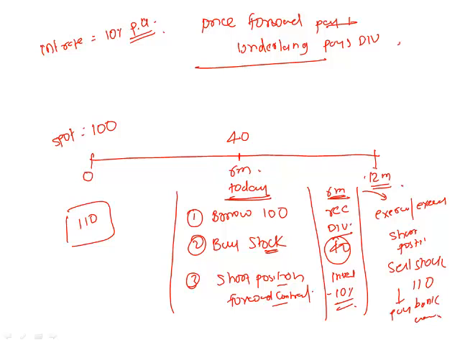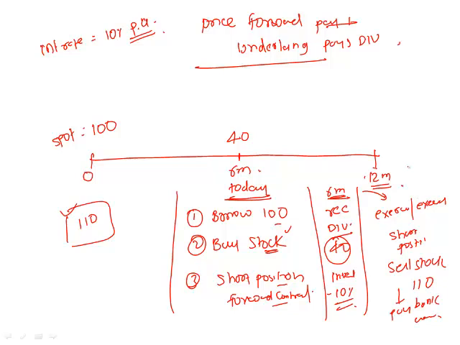See, let me repeat this again. There is a stock which has a spot price of 100 rupees today. There is an expected dividend exactly 6 months from now. Amount is 40. We are looking at a 1 year forward contract, no arbitrage price. If we decide to ignore the dividend, that price will come out to be 110, simply 100 plus 10%. If the price is 110, he will borrow 100, buy the stock, and take the short position today. After 6 months, he will receive a dividend of 40.